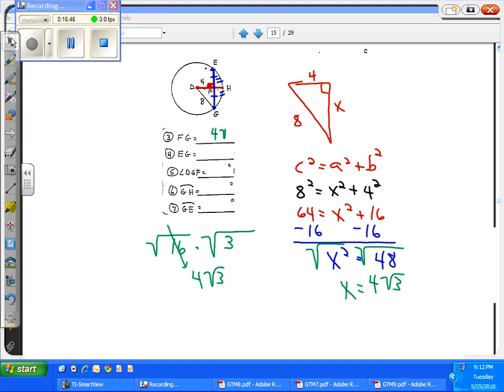4 square roots of 3 is FG. Now, the chord got bisected, so that's half of chord EG. So the whole chord EG would be 8 square root 3.